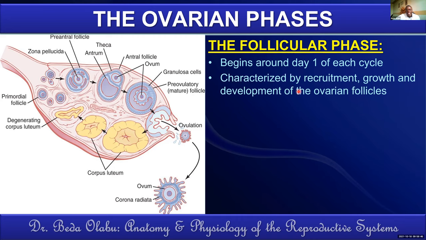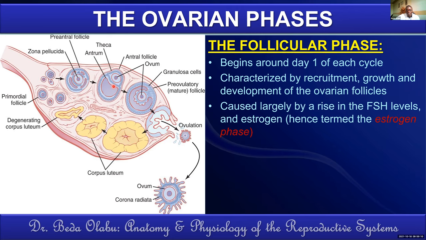The follicular phase is characterized by recruitment, growth, and development of the ovarian follicles. Thus, about 15 to 20 are recruited every month, that's what happens at this time. So the follicles will be recruited, they'll grow, they increase in size. This is largely caused by that rise in the levels of FSH at the beginning of the cycle. And that's why we have follicular development, because this is follicle-stimulating hormone.